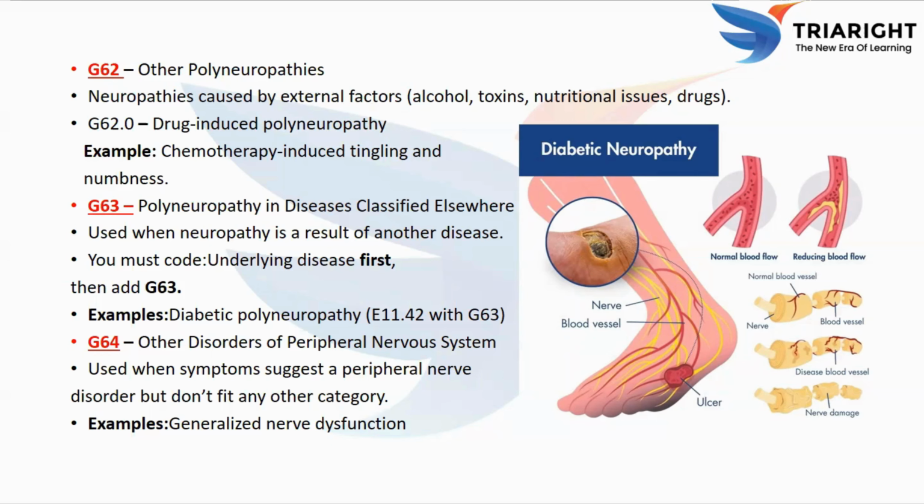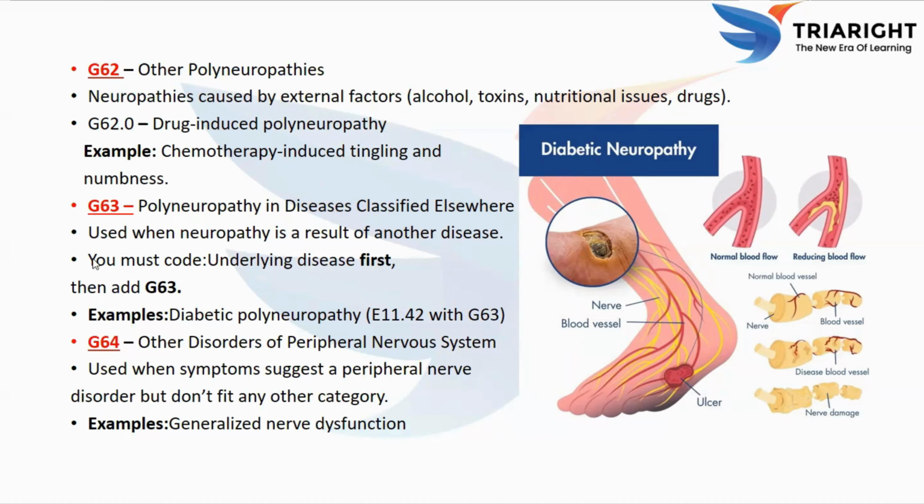Drug-induced polyneuropathy is nothing but medication causing nerve damage. For example, when a cancer patient receiving chemotherapy develops tingling, burning or numbness in the feet or hands, then you have to assign the code G62.0. So this is the chemotherapy-induced tingling and numbness.